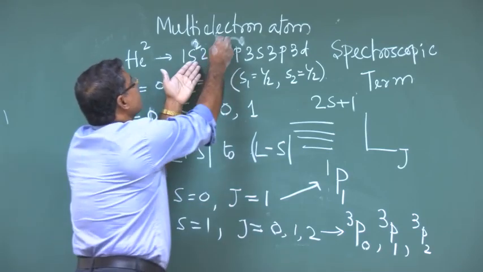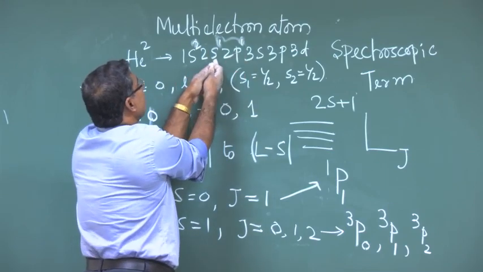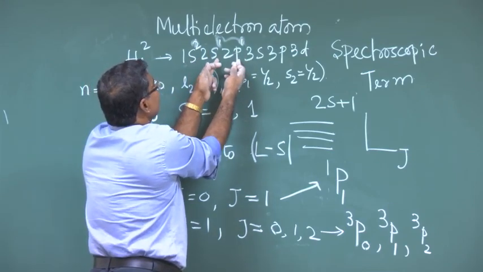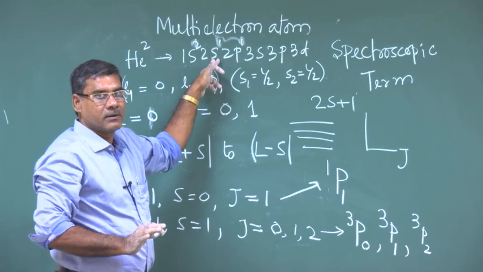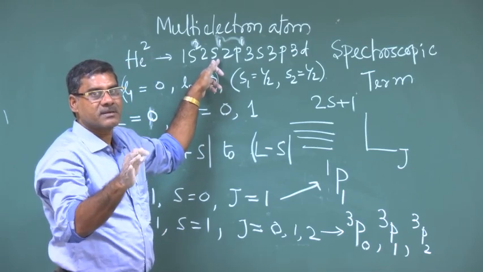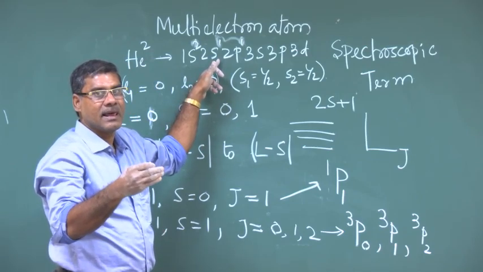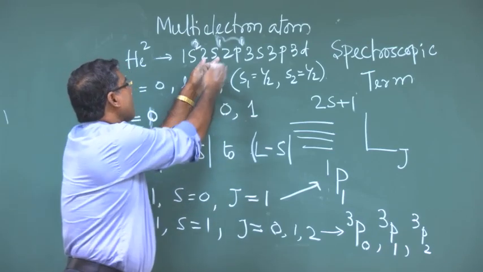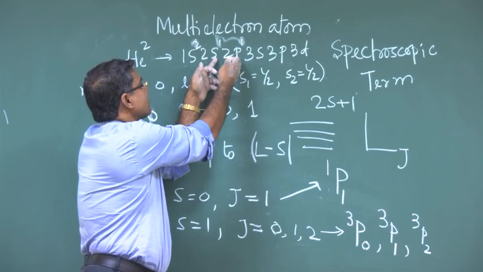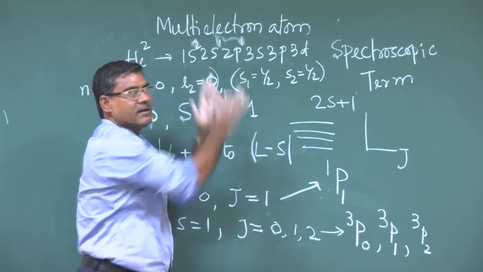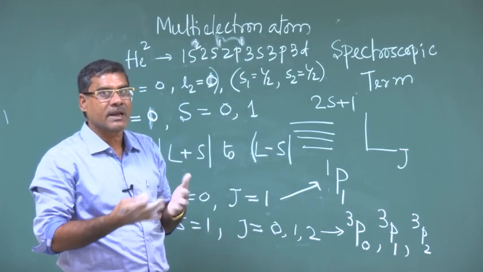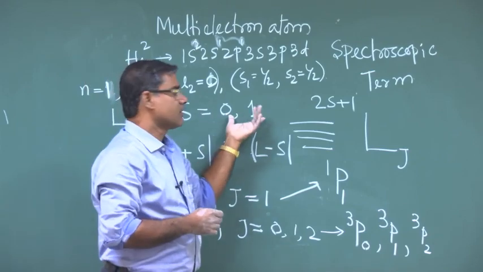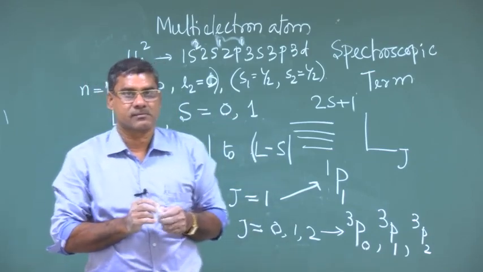Earlier case was here and here. So, the N value was the same, but the L value was different. So, N, L, ML, MS. Whether ML and MS are the same or different does not matter. The Pauli exclusion principle is already satisfied because their L are different. So, we did not bother about the values of ML and MS.